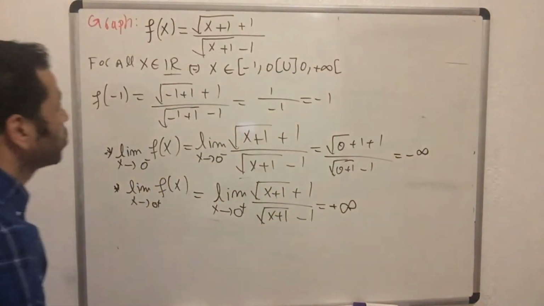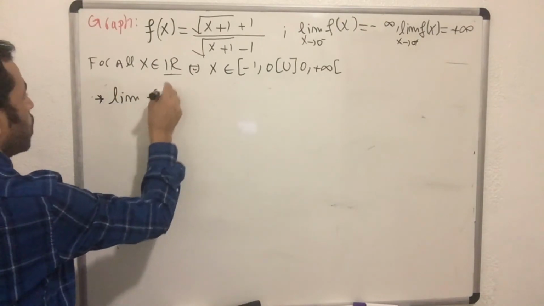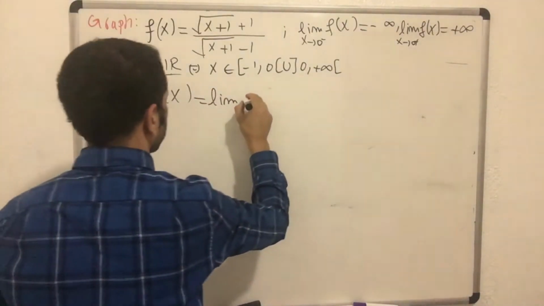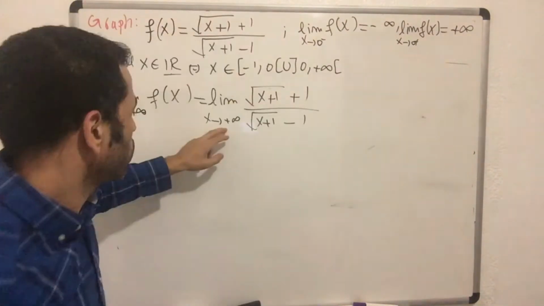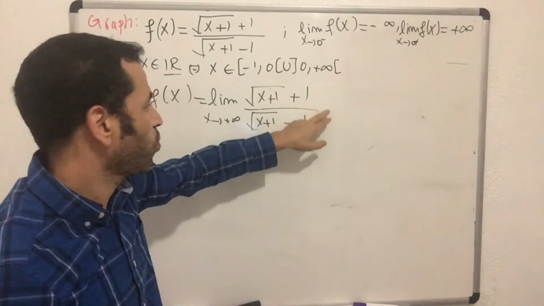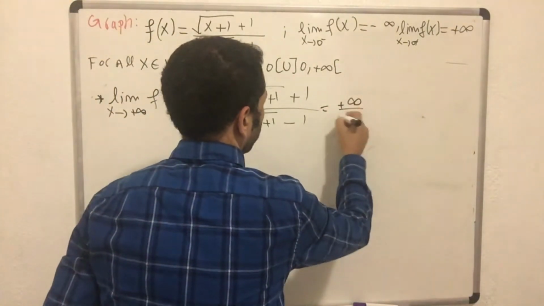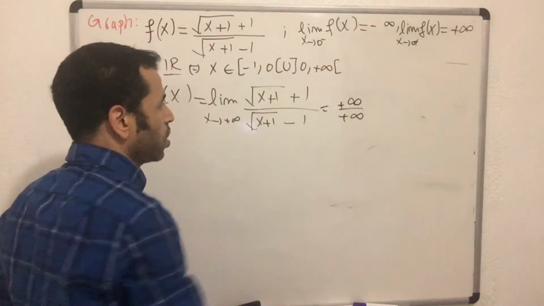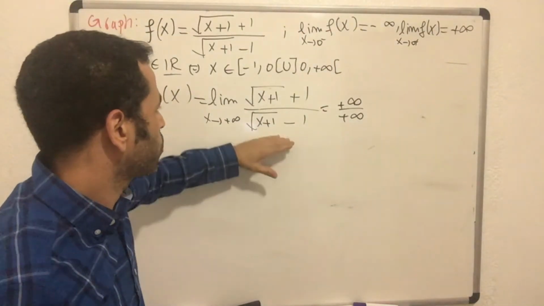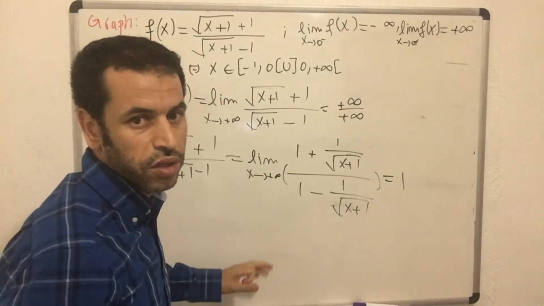So let's move on to calculate the limit at the point plus infinity. The limit of f of x as x is approaching plus infinity. When you plug plus infinity into this function, it gives you plus infinity over plus infinity, which is an indeterminate form. So we are going to transfer this form into a new expression where we can find the limit, by calculating the derivative function.